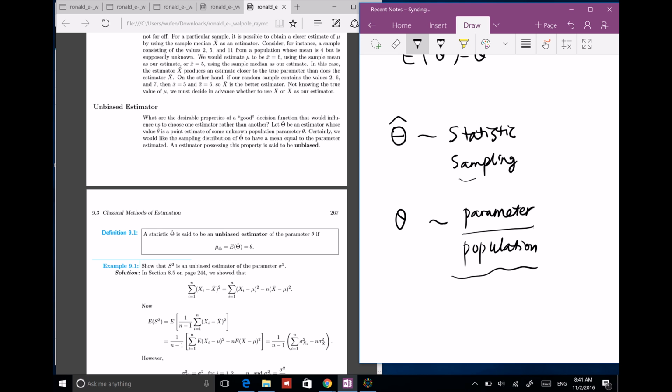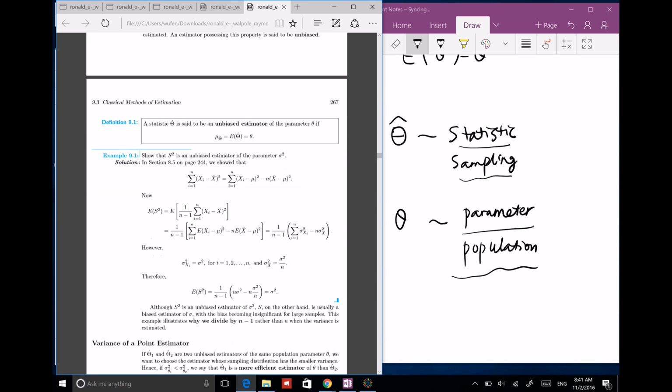When you're sampling, what we use is kind of like a statistic, not a parameter. We can use it to estimate the parameter, but it's still from a small sample. It's just how you call it.